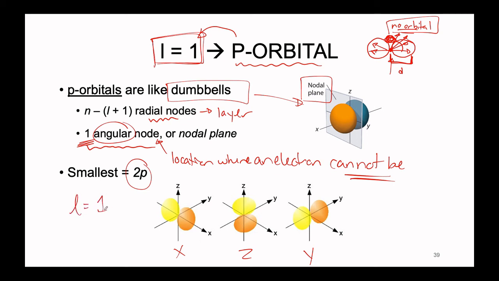And according to our boundary condition, the smallest that n can be is L plus 1. Our n has to be equal at the smallest to 1 plus 1, or 2. So that's exactly where this 2p label comes from. Our n is the 2, our L equal to 1 is the p.